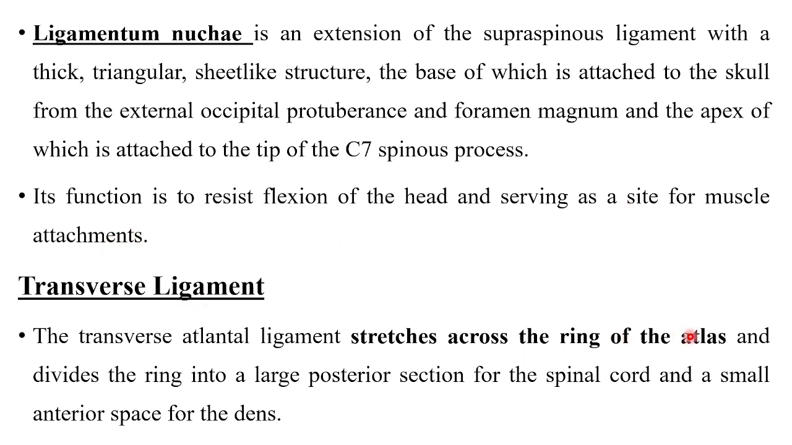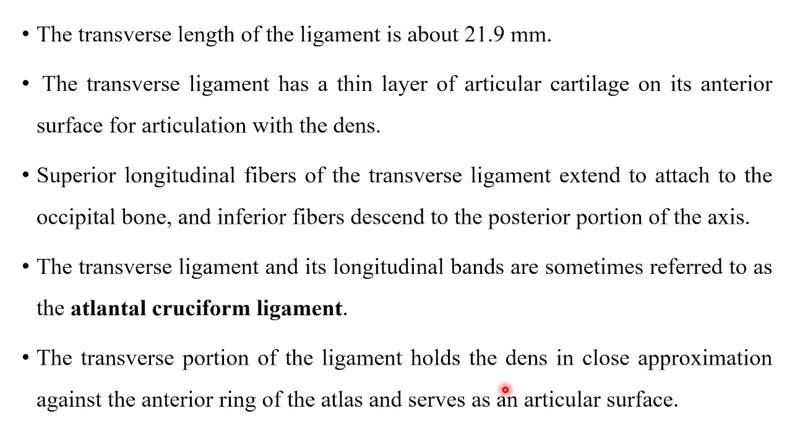Next ligament is the transverse ligament. It stretches across the ring of the atlas and divides the ring into a large posterior section for the spinal cord and a small anterior space for the dens. The posterior part of the dens is covered or protected by this transverse ligament in order to prevent compression of the spinal cord. The transverse length of the ligament is about 21.9 millimeters. The transverse ligament has a thin layer of articular cartilage on its anterior surface for articulation with the dens. Superior longitudinal fibers of the transverse ligament extend to attach to the occipital bone and inferior fibers descend to the posterior portion of the axis.